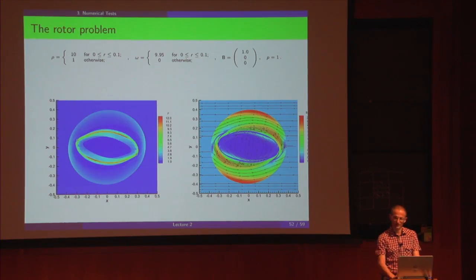The rotor problem, we have already encountered this in the resistive case, you remember. Here I have a rotating structure. There is a jump in the density. The magnetic field is uniform. And so you have the generation of waves coming out from this.